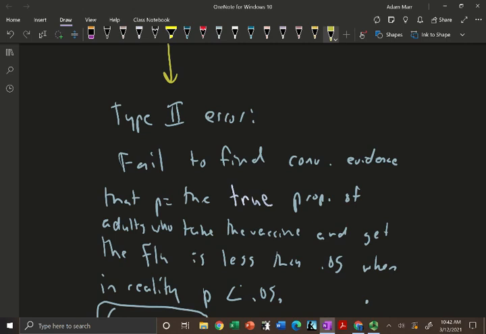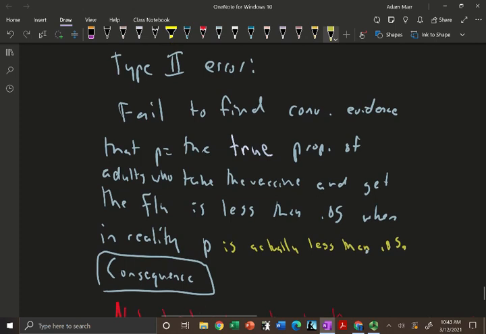I'm sorry, I said that wrong. When in reality, P is actually less than 0.05. Okay. So if you actually just want to write that out, when in reality P is actually less than 0.05. Looks a little better when you read it like this. Okay, we already defined that P is the true proportion of adults who take the vaccine. So when in reality, P actually is less than 0.05.